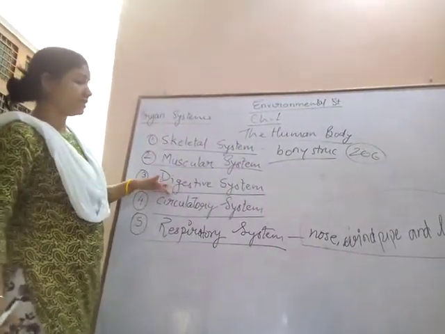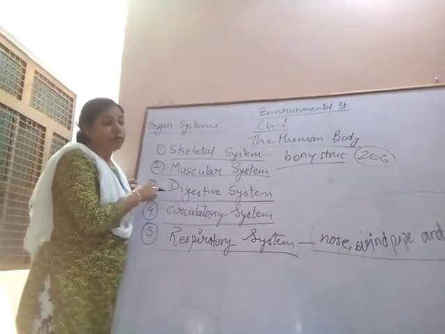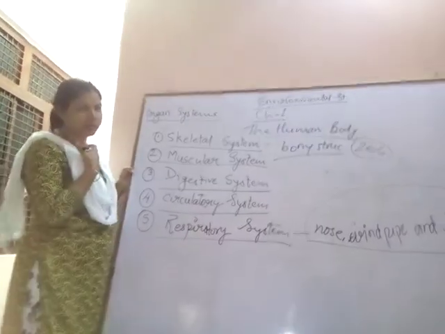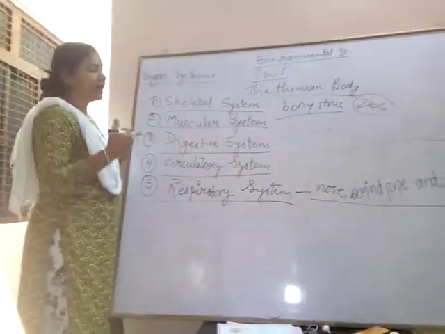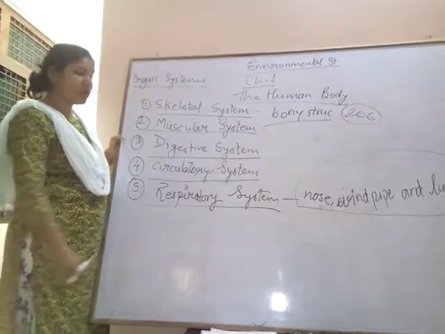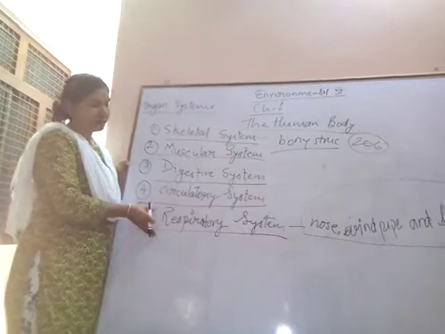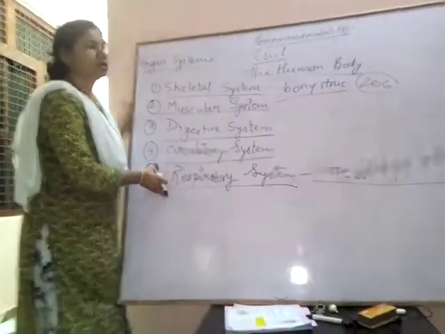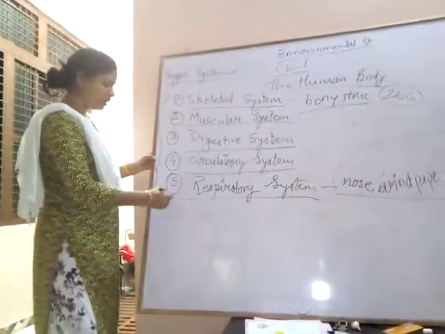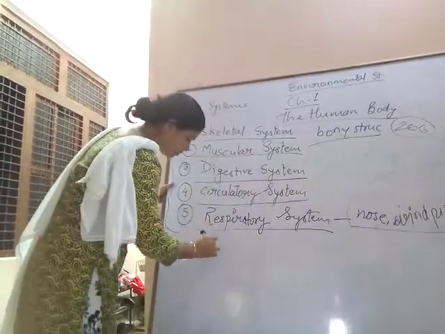Thereafter the digestive system, which consists of mouth, esophagus, stomach and the anus. Then the circulatory system, which consists of heart, blood vessels and the blood. Thereafter the respiratory system, nose, windpipe and lungs. So I think this is enough for today. We will discuss the last one, that is the nervous system.